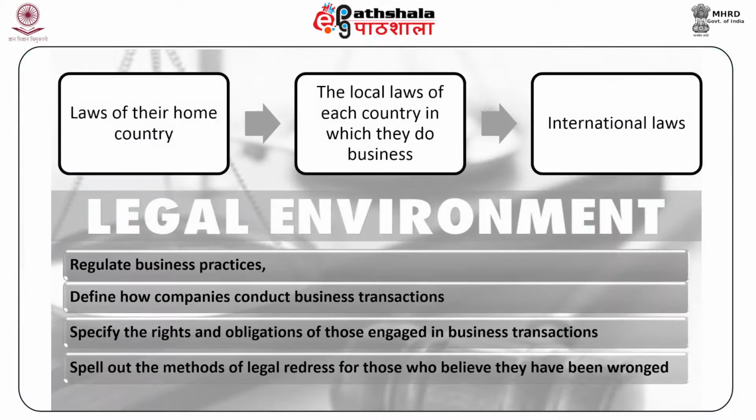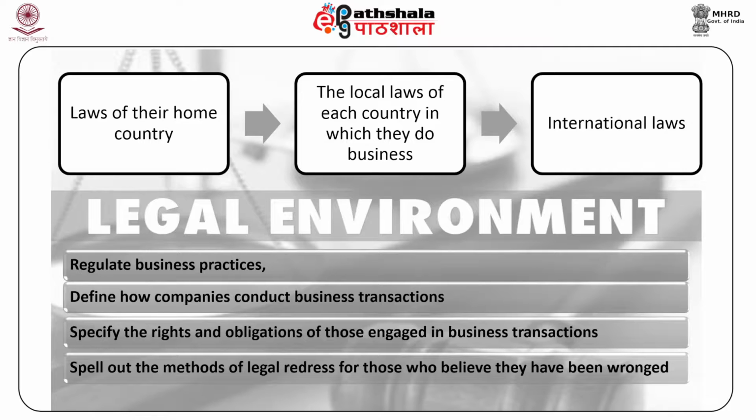Firms involved in international business must be familiar with and obey three laws: the law of their home country, the local law of each country in which they do business, and international laws. Business practices which are common in one country may be illegal in another. For example, the bribing of public officials.